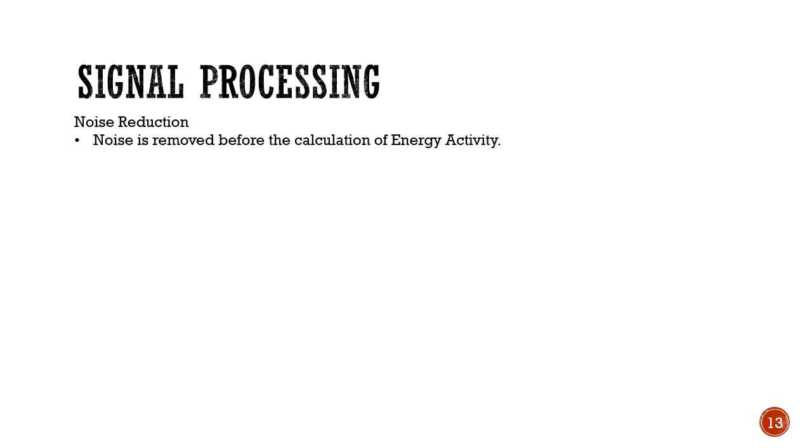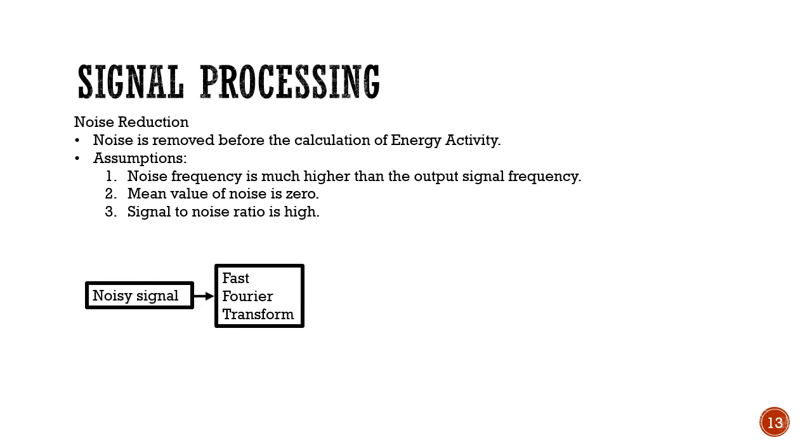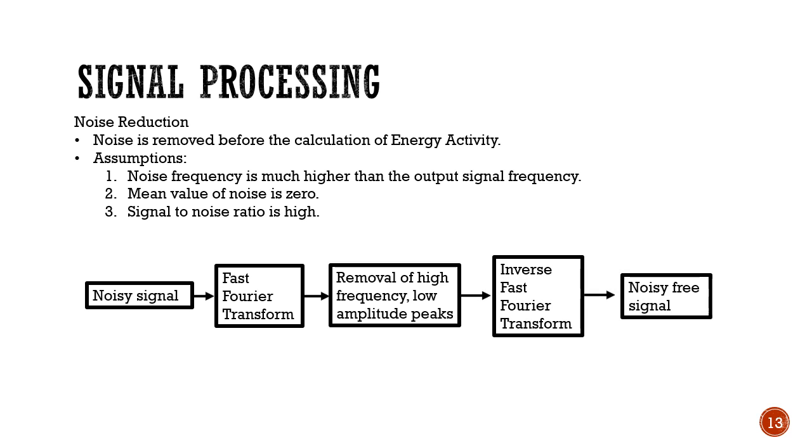Noise reduction is a must before calculation of energy activity. The noise is assumed to have much higher frequency than the signal itself, and the signal to noise ratio is assumed very high. So in this case, signal processing can be done using Fourier transformation. The Fourier transformed signal is removed for high frequency and low amplitude peaks. Therefore, the noise is removed. After signal processing is system health estimation using energy activity.